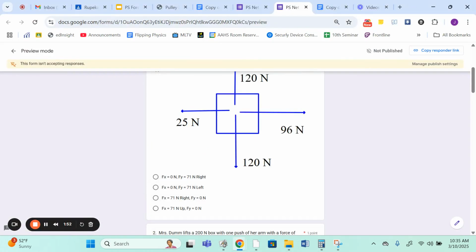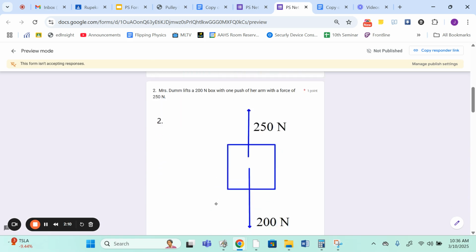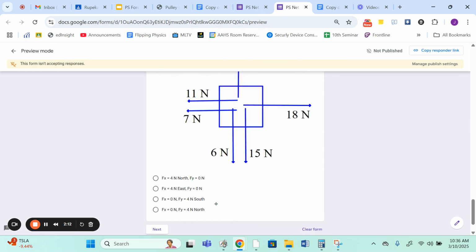I want to make sure that I mark that in my form, and it looks like that is the very first answer. Fy is 0 newtons, Fx is 71, right, and y is 0. Make sure you select the correct one. Watch out for the signs and directions.